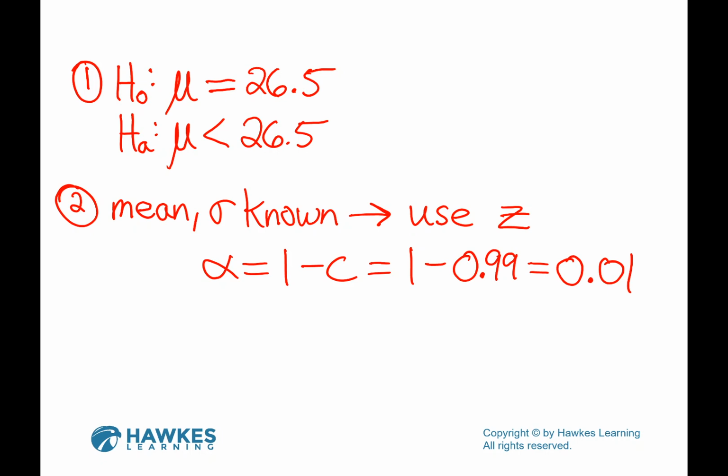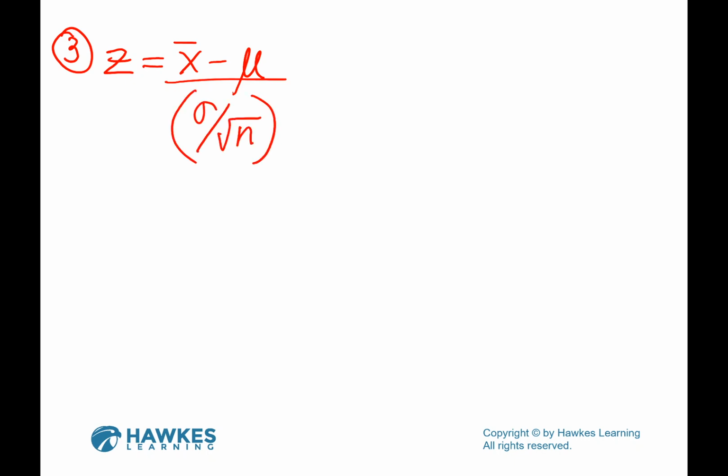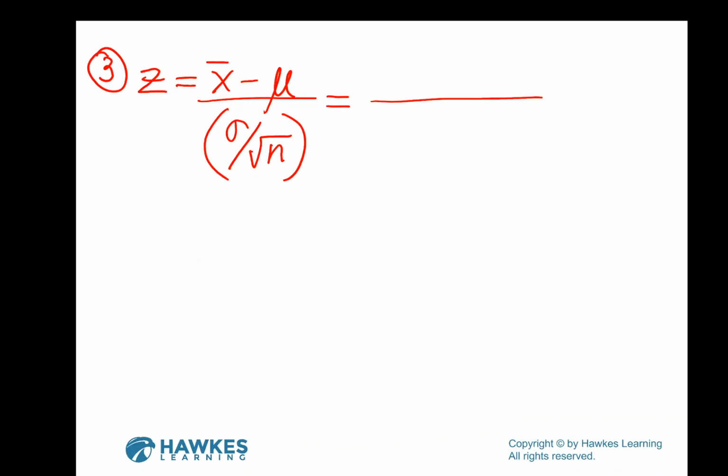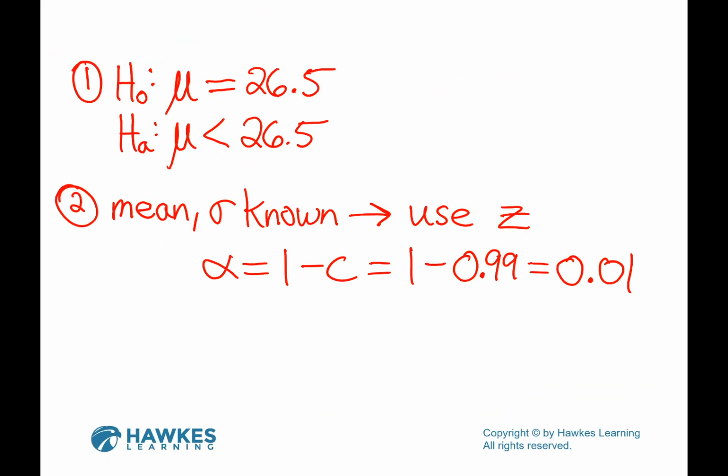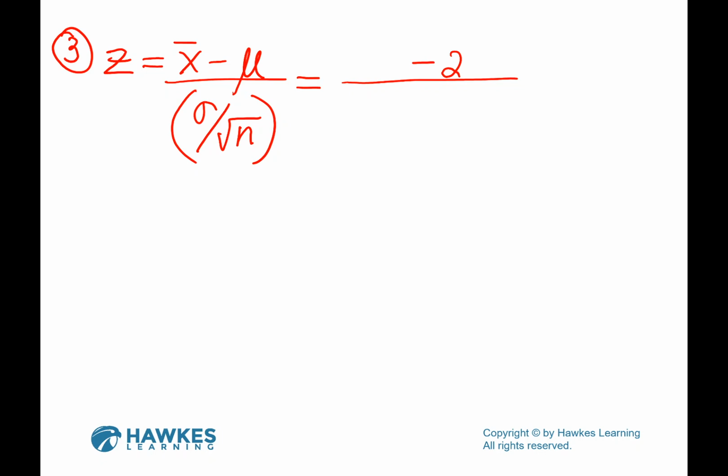Okay. Step 3, we can calculate our test statistic. So here's our formula. Okay. Mu we can already write down because it comes from our hypotheses. So for mu, we're going to use 26.5. Then we will go to our problem statement to get the rest of the information.